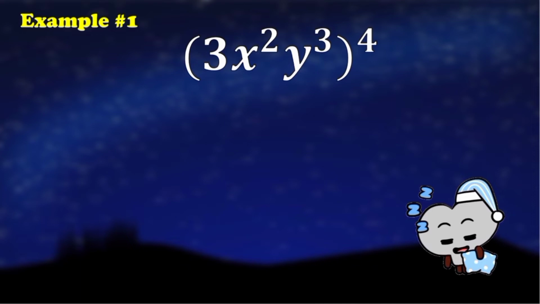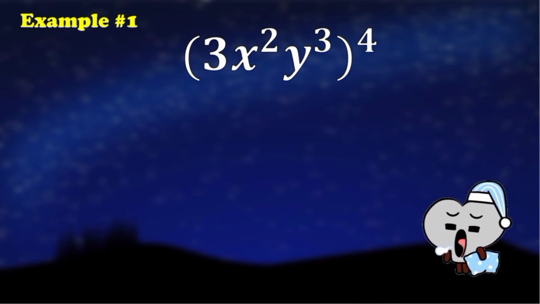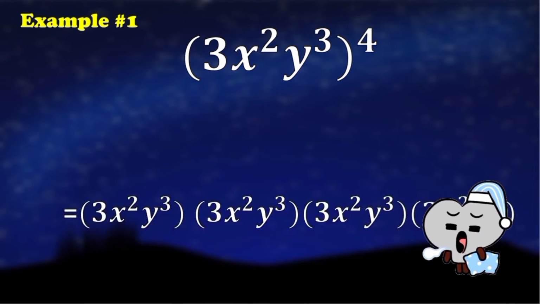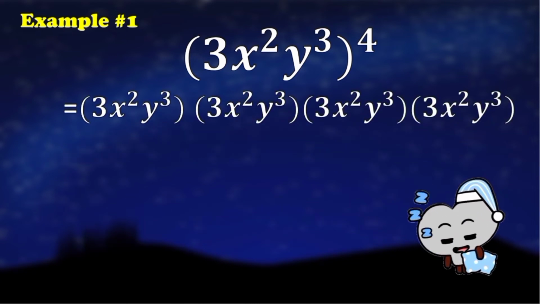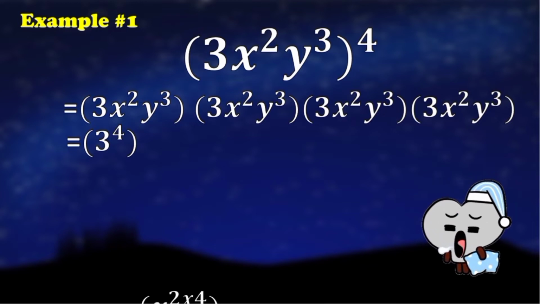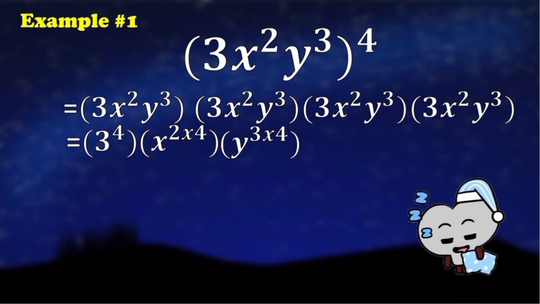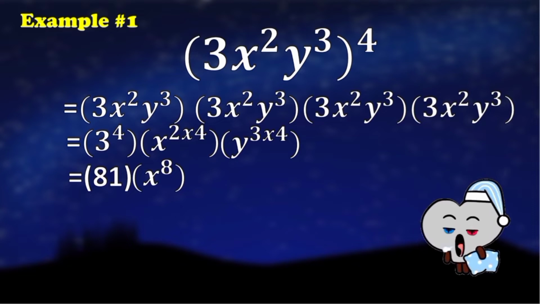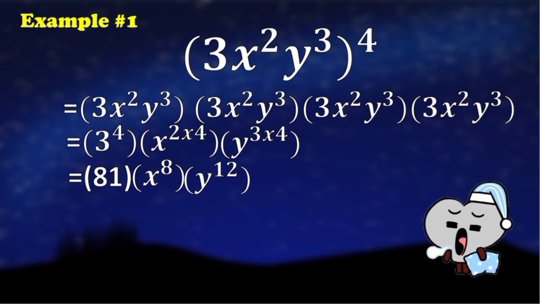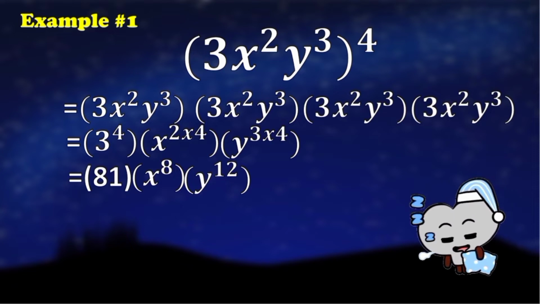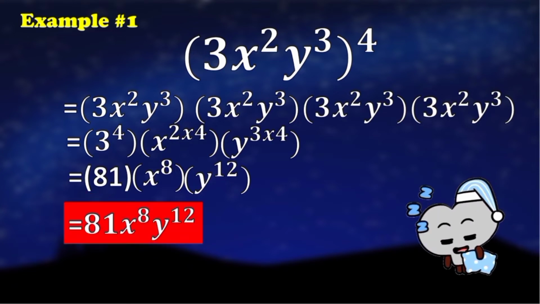Let's have example number 1. 3x squared y cubed raised to the 4th power. First, let's write 4 sets of 3x squared y cubed. Now let's combine the similar terms. First, let's have 3 to the 4th power. Then we have x squared times 4. And for y, we have y cubed times 4. To simplify, we have 3 to the 4th power, which is 81. For x, we have x to the 8th power. And for y, we have y to the 12th power. Our final answer is 81 x to the 8th power, y to the 12th power.